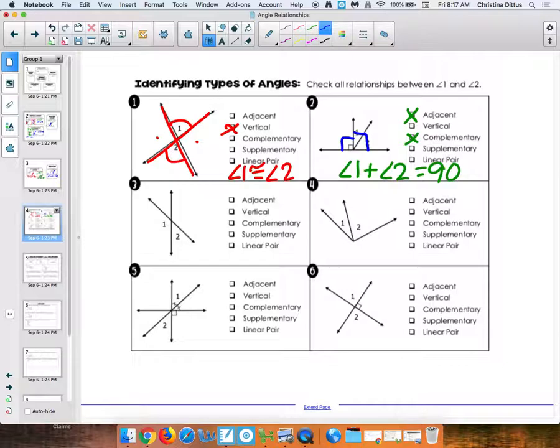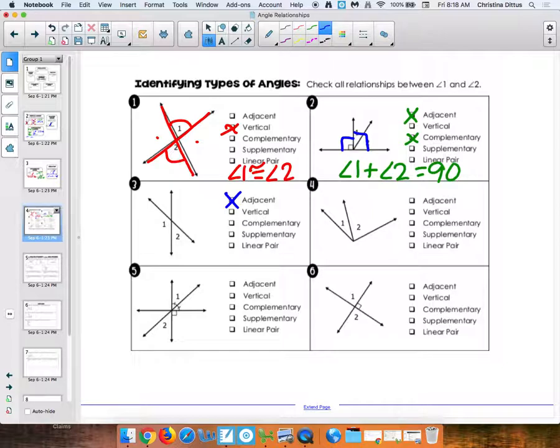Okay. 3, are angle 1 and 2 next to each other? Do they share a side? Yes, so they are adjacent. Are they across from each other? Are they vertical? No, guess what? If you are adjacent, there's no way you can be vertical. If you're vertical, there's no way you can be adjacent.